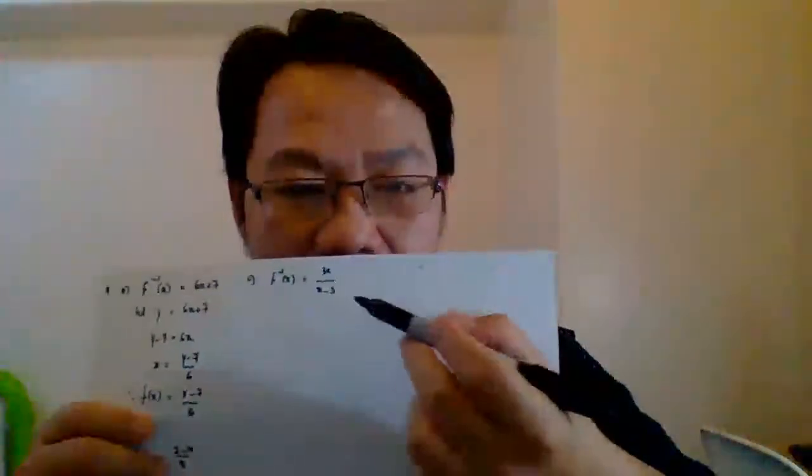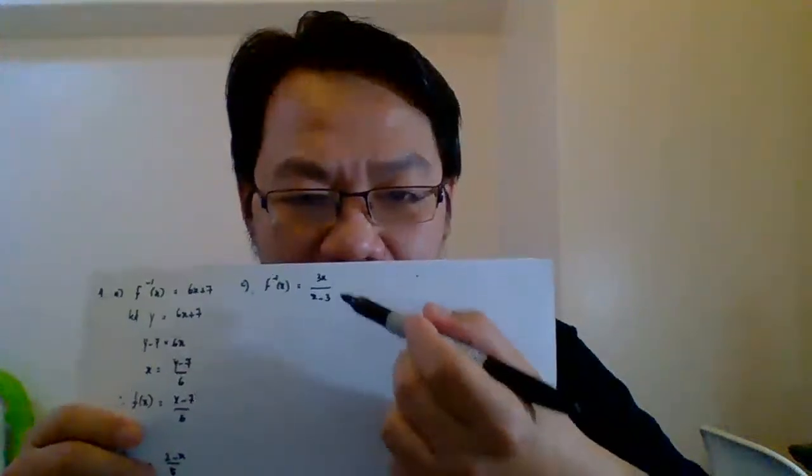Now, guys, the last question, number 4C. Okay, 4C, the question gives us a fraction, both top and bottom got x. Please be careful. F inverse x equals to 3x over by x minus 3.